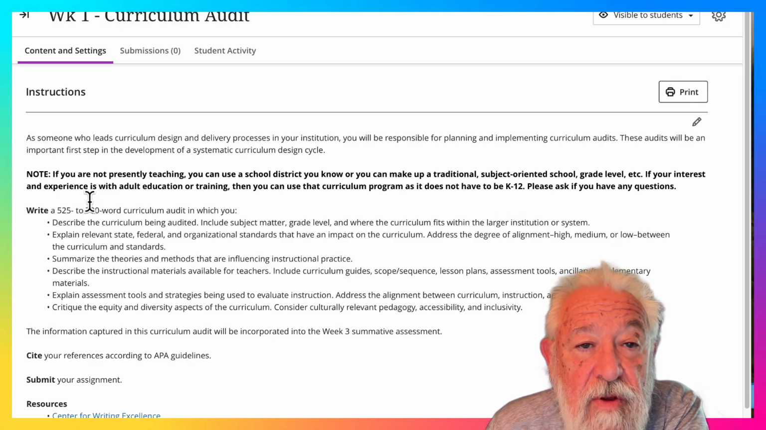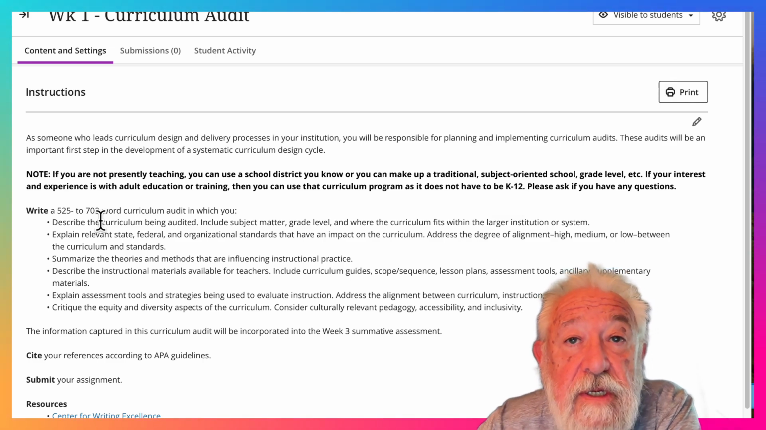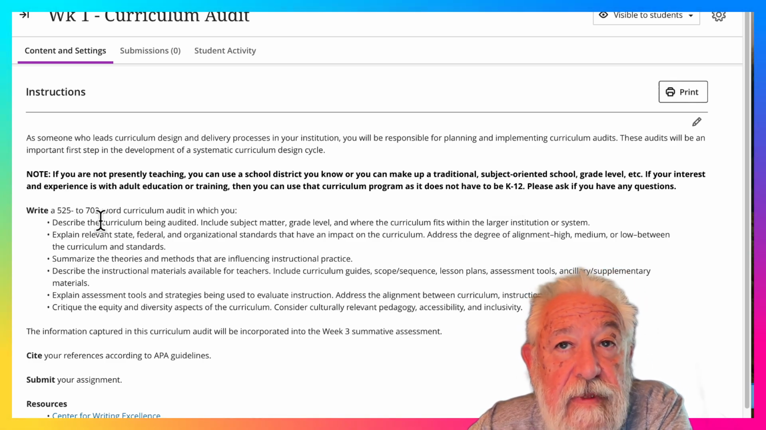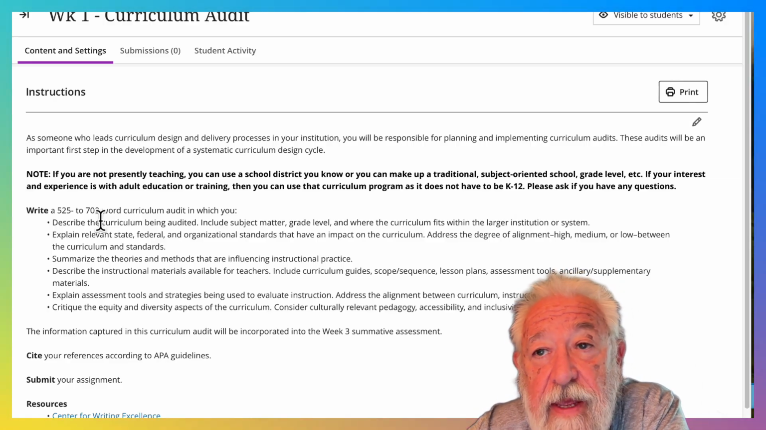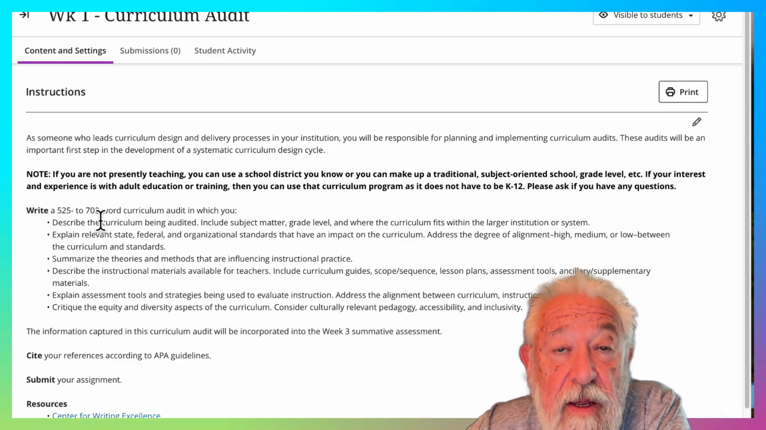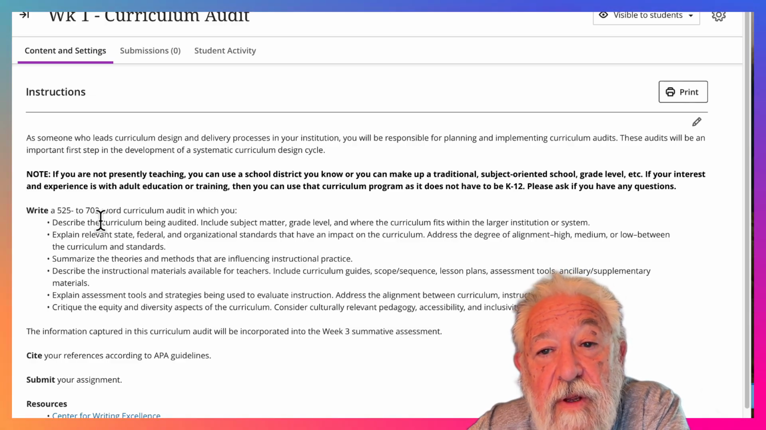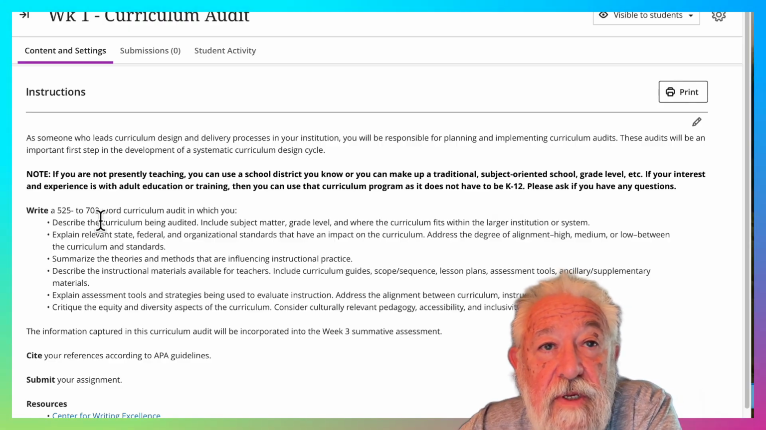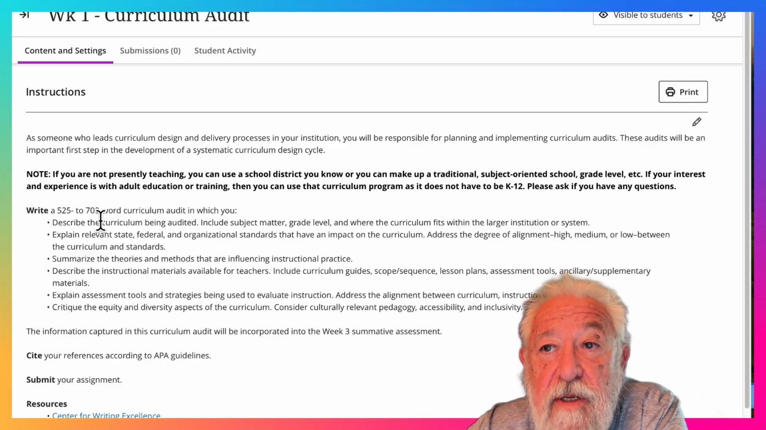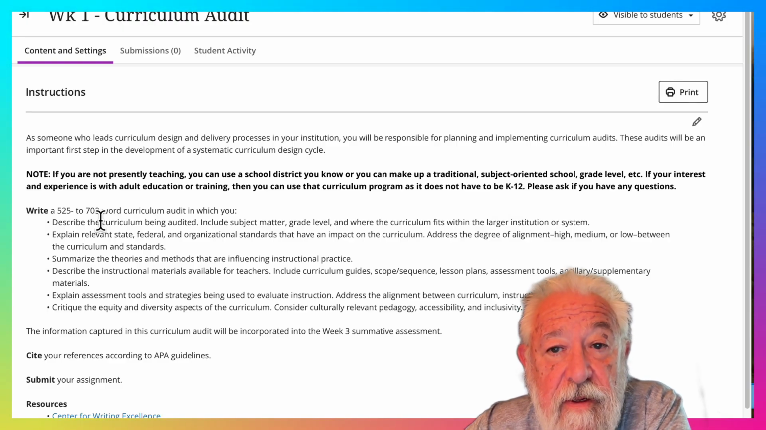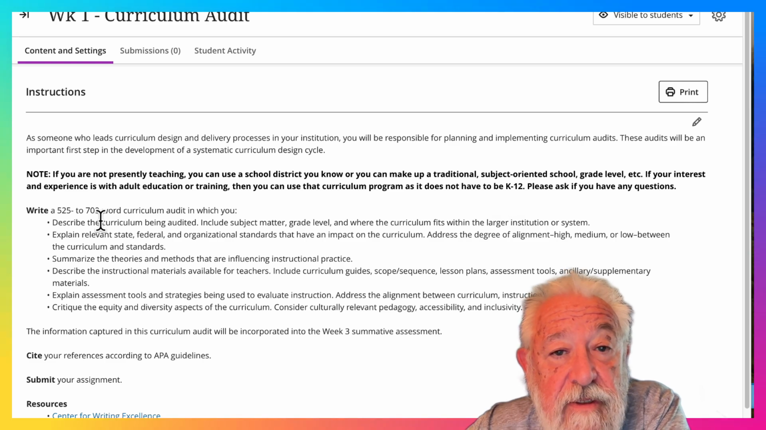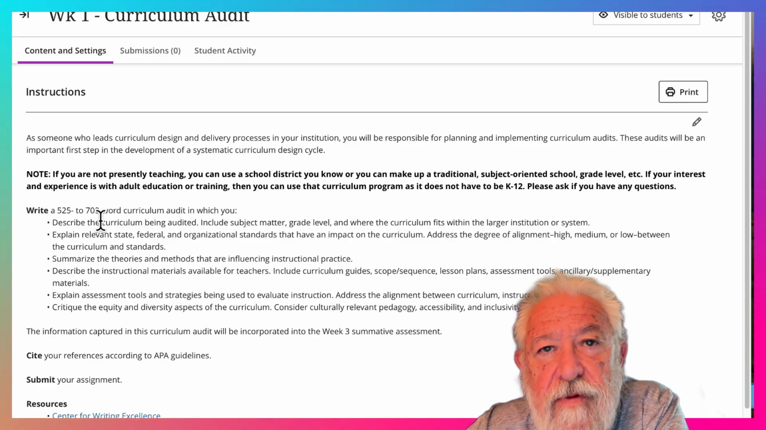This one is 80 points, and it's called a curriculum audit. So you pick a school. If you don't teach in a school, you can pick one around you, one you've been at before, make one up, or whatever you want to do. Or don't use a school. You can say you teach adults, or teach adult programs or something like this, and use that. Whatever you want to use, you want to describe it. It's 500 to 700 words, that's 3 or 4 pages.